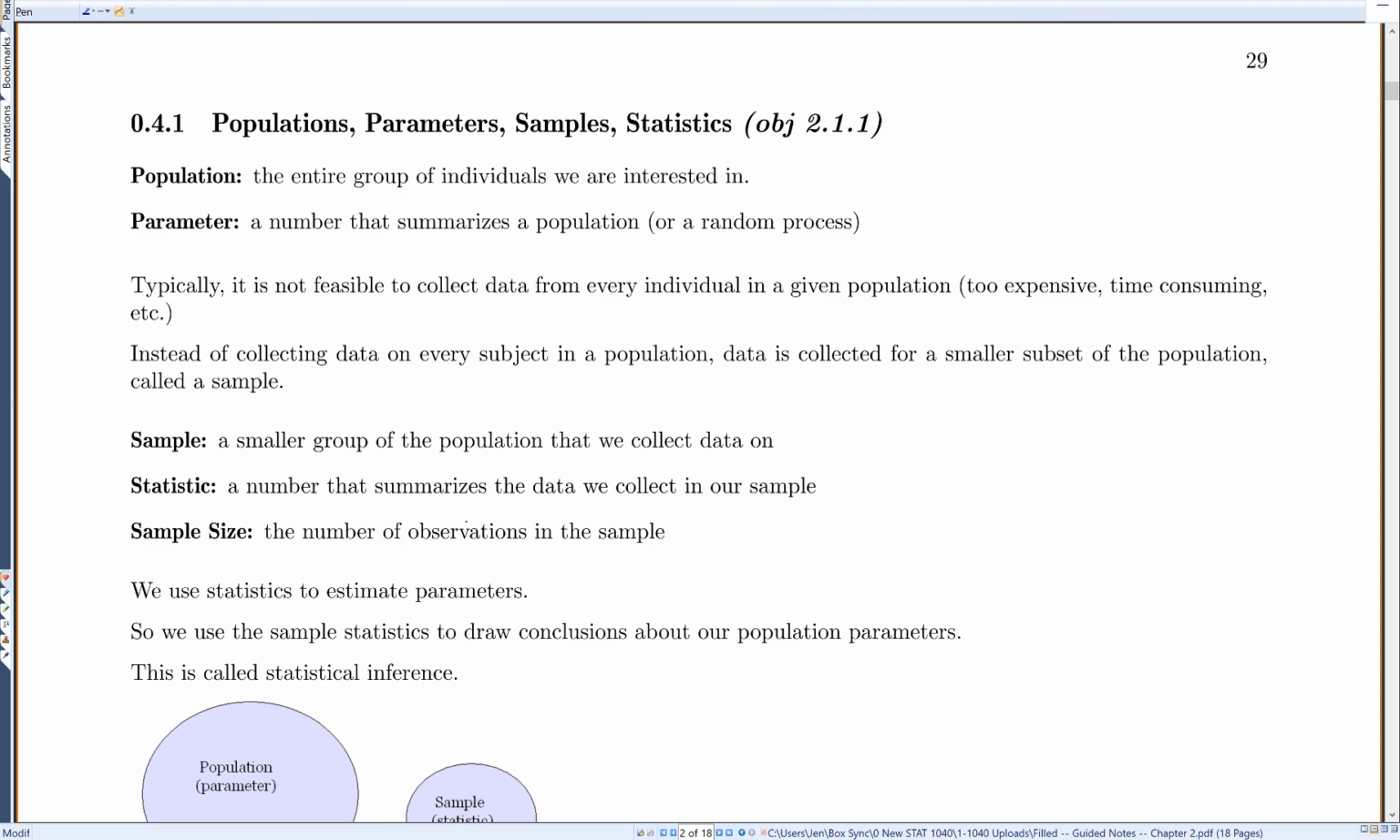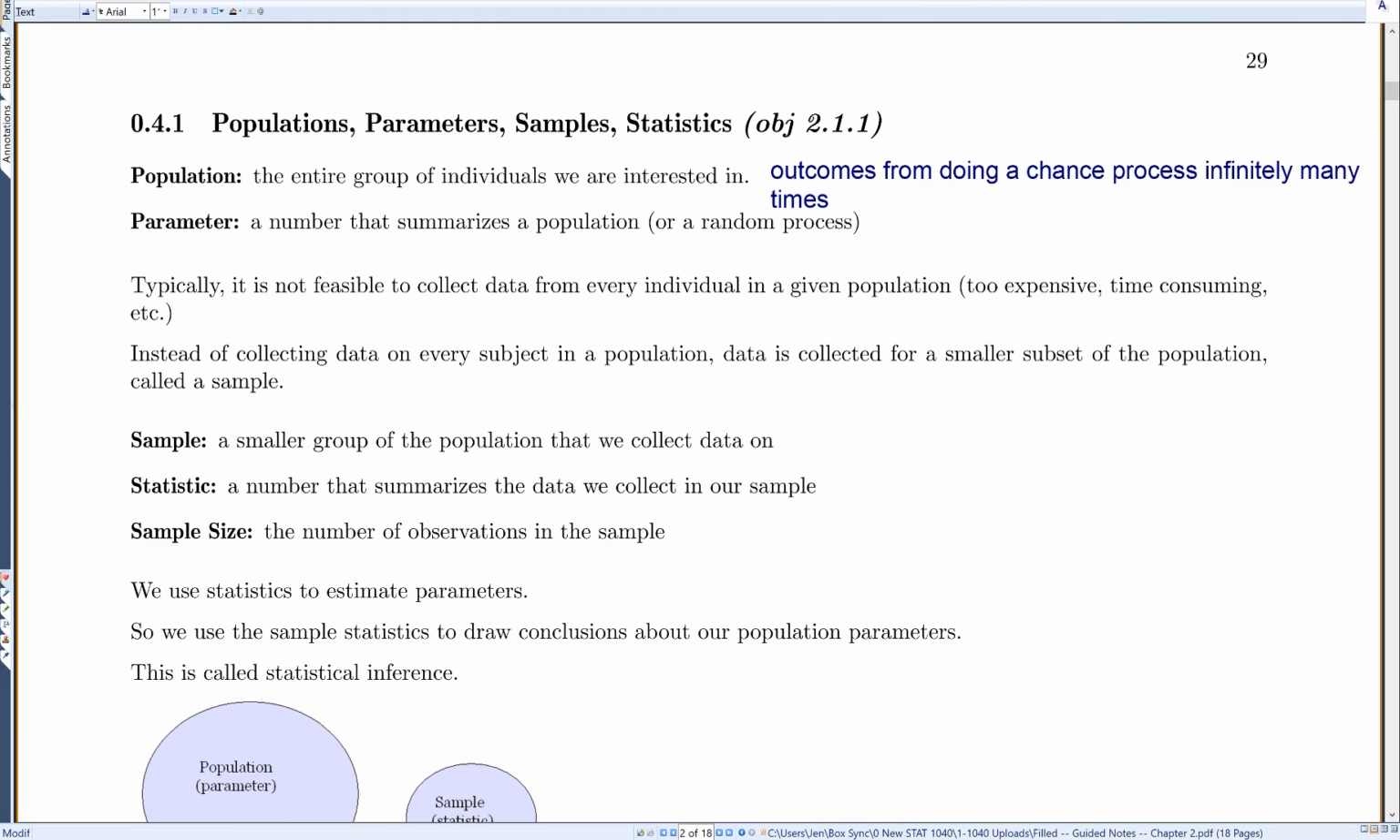So some official terminology. A population is the entire group of individuals that we're interested in. Or sometimes if we're doing chance processes, it would be if you kept doing the chance process an infinite number of times. So that population can be your outcomes from doing a chance process infinitely many times. Like if you want to flip a coin, if you could flip a coin infinitely many times, that would be your population. The parameter is a number that summarizes your population or your random process.